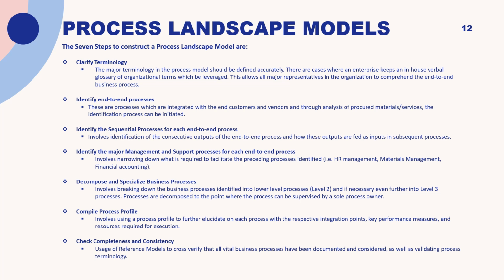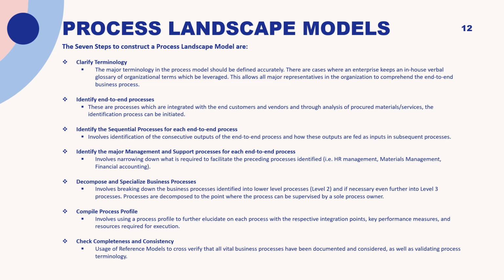The second step in the construction of a process landscape model is to identify end-to-end processes. These are processes which are integrated with your end customers as well as the vendors. And through analysis of materials and services that are procured, the identification process can be kicked off. The various properties that can be used to identify end-to-end processes are product type, service type, channel, and customer type.